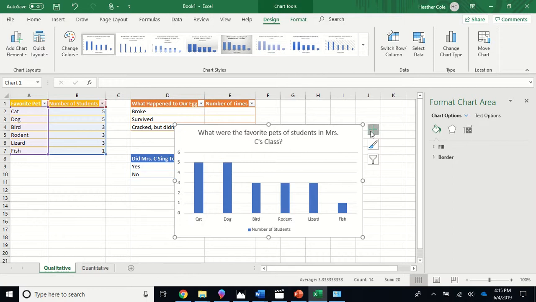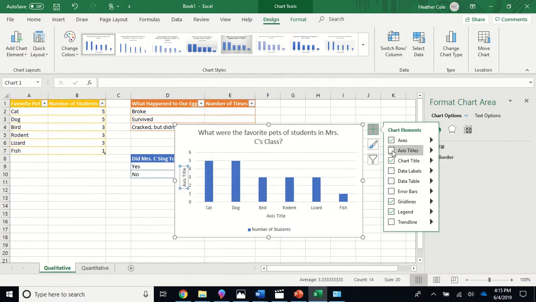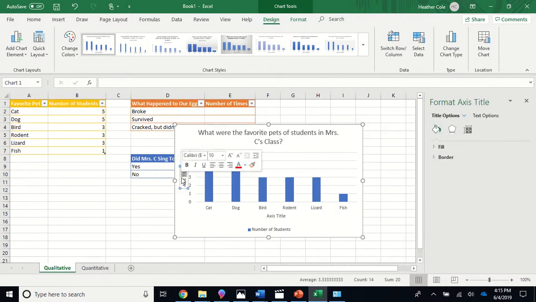So I'm going to click this button, and it's going to tell me things that I could add. And one thing that I want to add is an axis title. So as this comes up here, I'm going to click on it. And if you double click or if you just type in it, it'll let you change it. So I'm going to change it to be number of students.